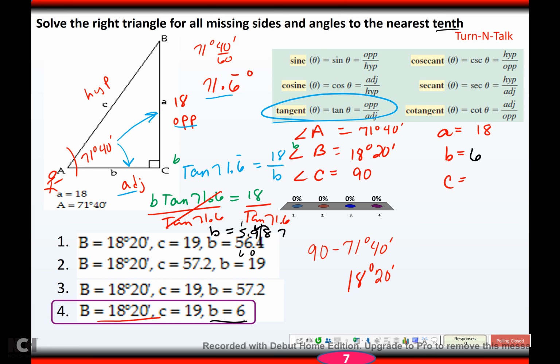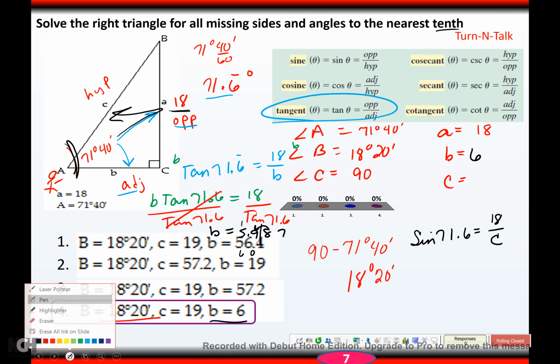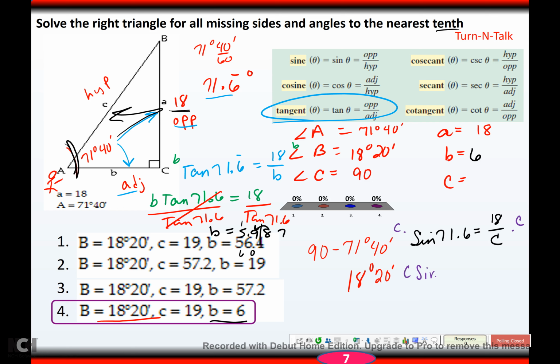Alright, so now to find C, again, if I want to stay standing here, if I'm looking for C and they gave me opposite, I'm looking for opposite and hypotenuse, so that would be sine. So sine 71.6, repeating, equals opposite, which is 18, over hypotenuse, which is C. So to get little c alone, I'm going to multiply both sides by C. That gives me C times sine 71.6 equals 18.